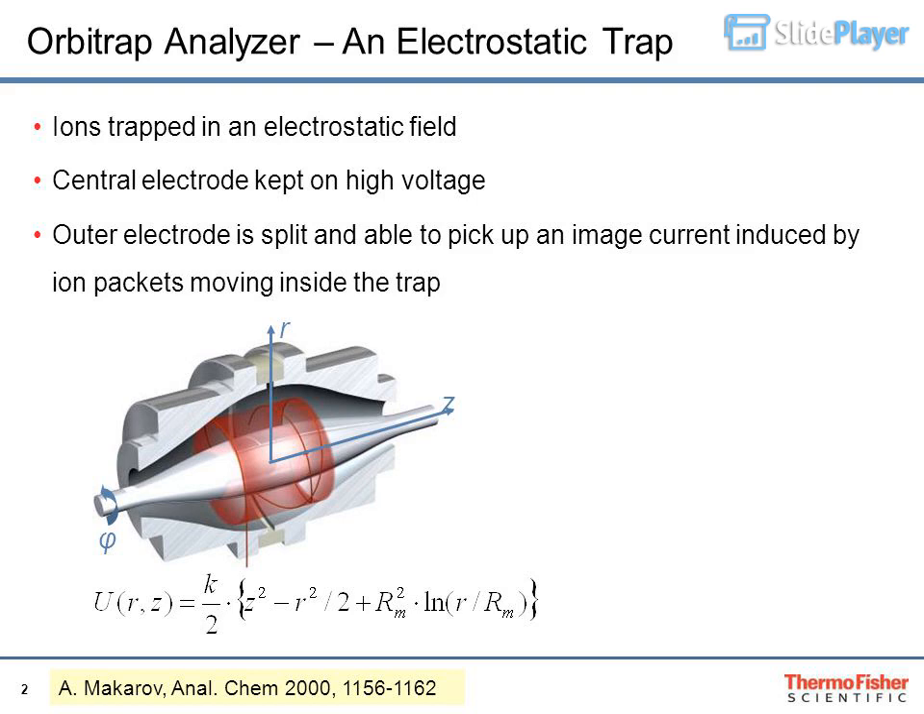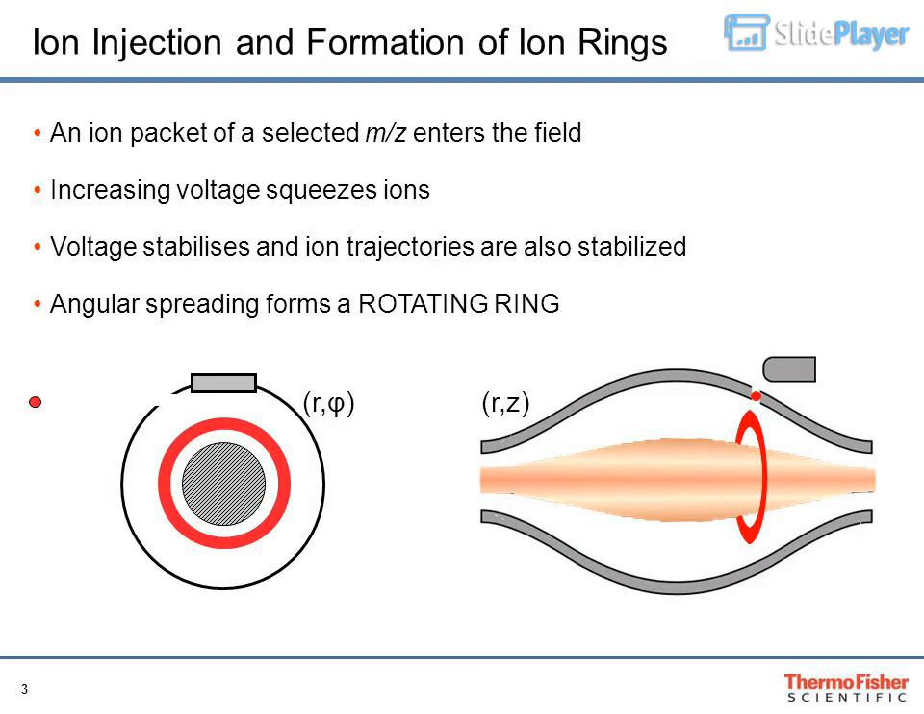1156-1162. 2. Ion injection and formation of ion rings. An ion packet of a selected m/z enters the field. Increasing voltage squeezes the ions. Voltage stabilizes and ion trajectories are also stabilized. Angular spreading forms a rotating ring.